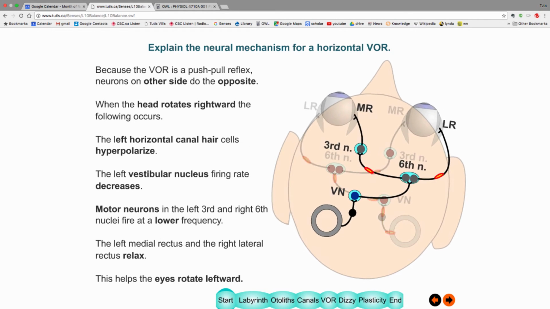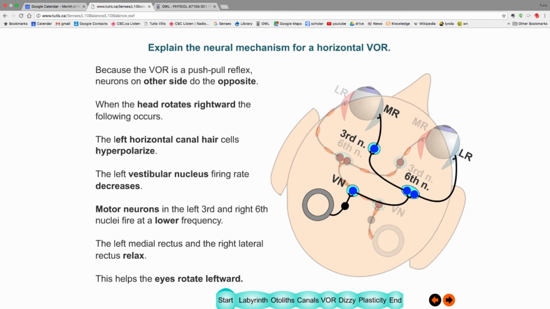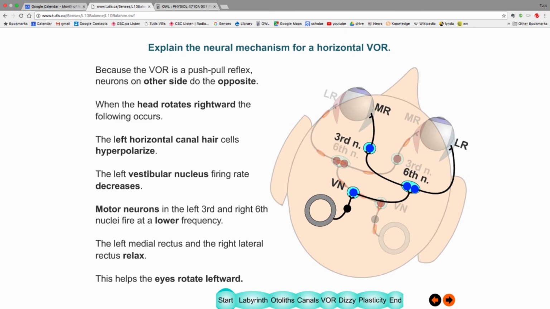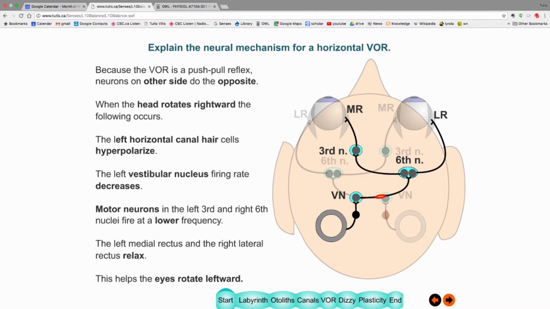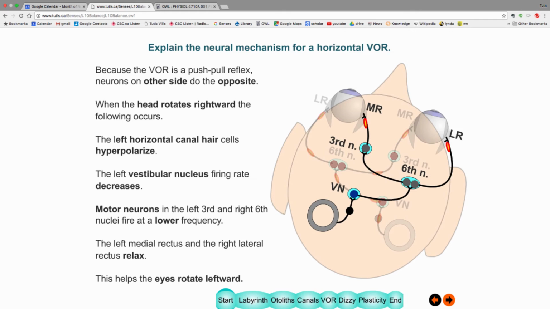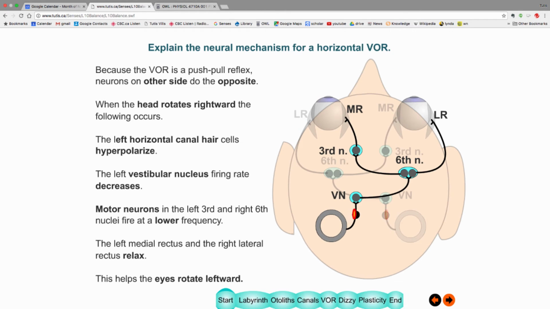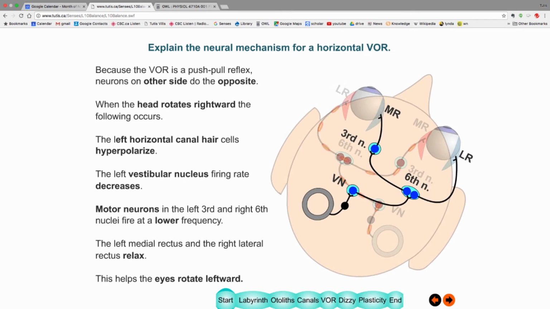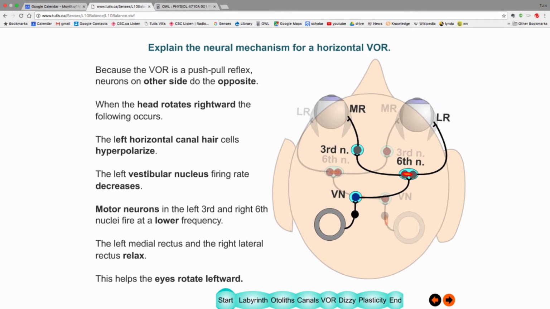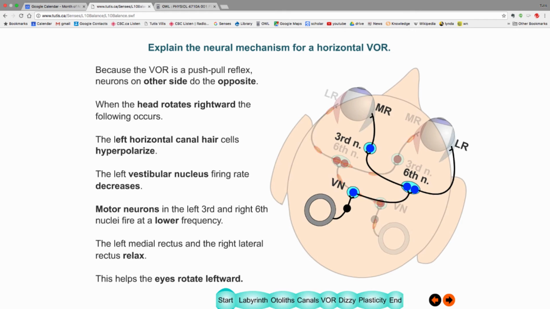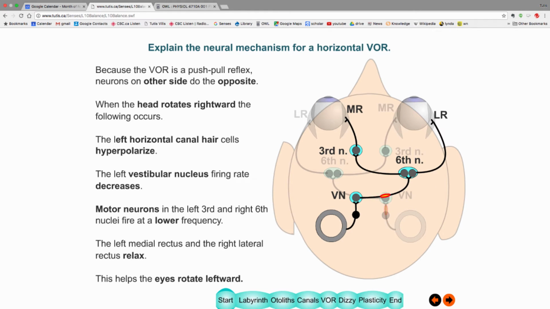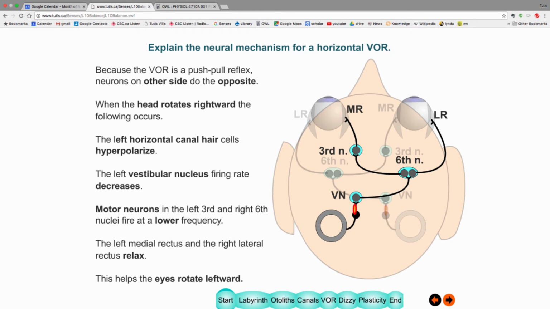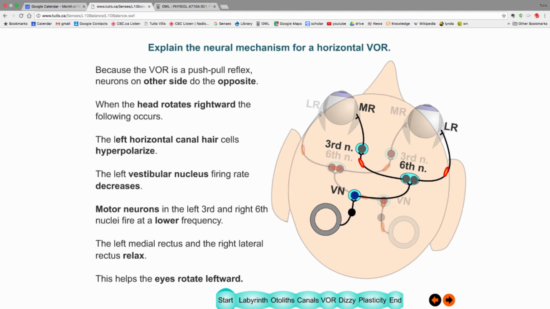Now, as it does so, the canal on the opposite side, the left side here, is decreasing its firing rate. Okay. This is increasing, this is decreasing. So then less activity is coming along these pathways, and this medial rectus is relaxing, and this lateral rectus on this side is relaxing. So it doesn't impede the contraction of the opposite two muscles.